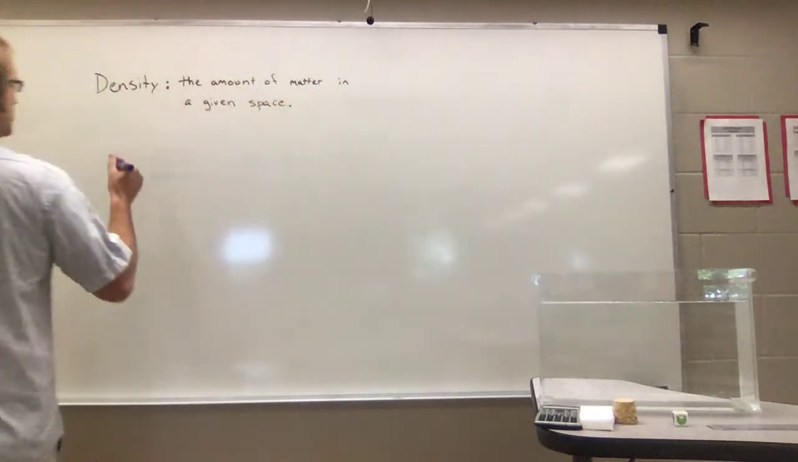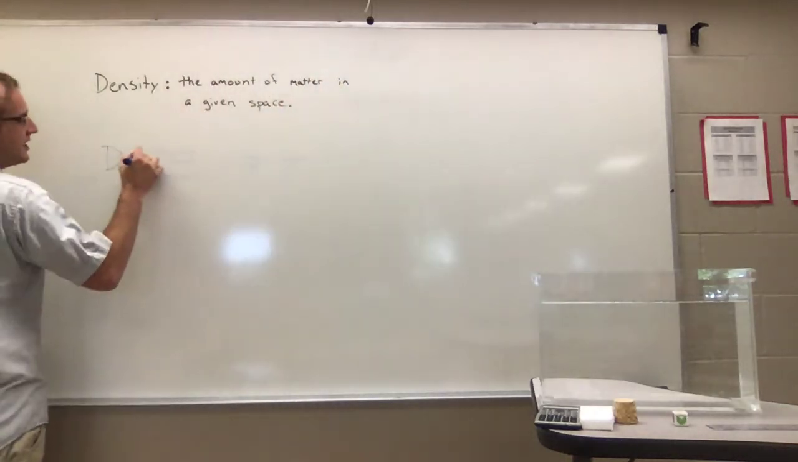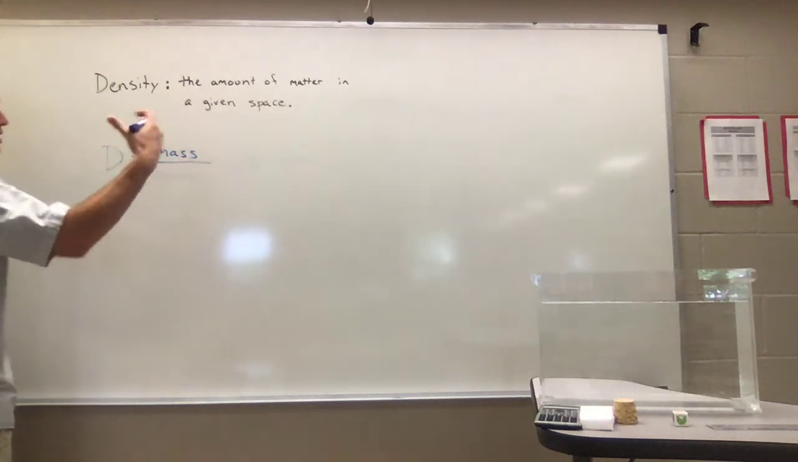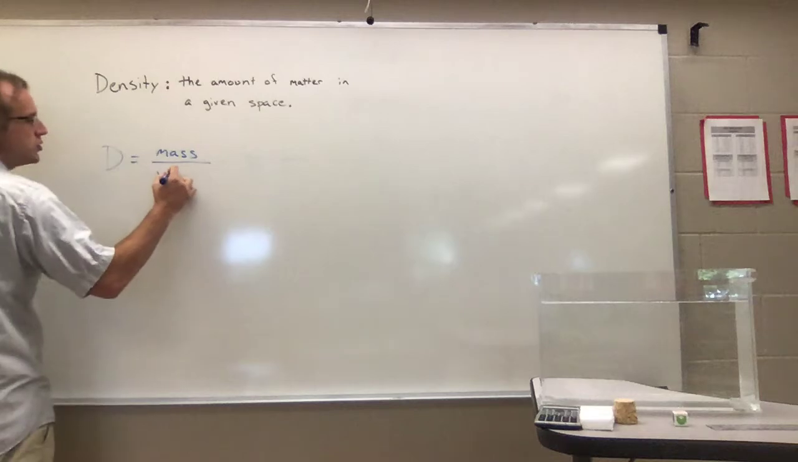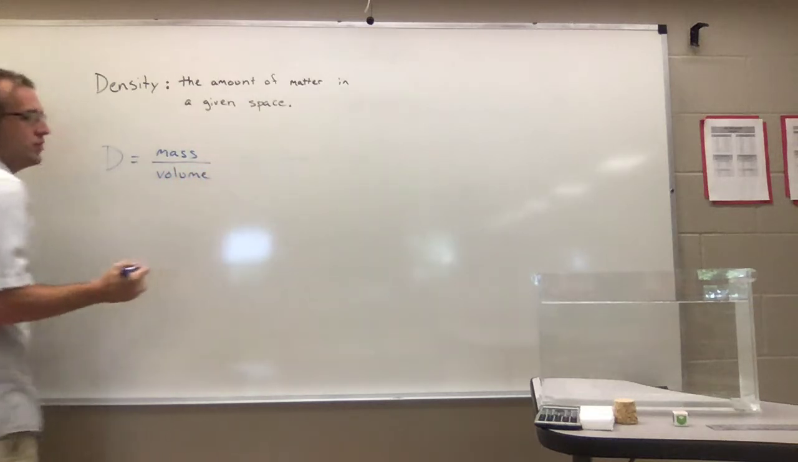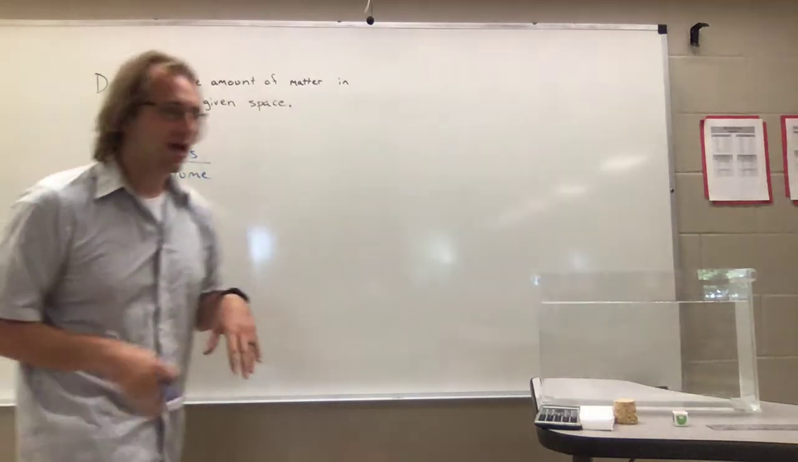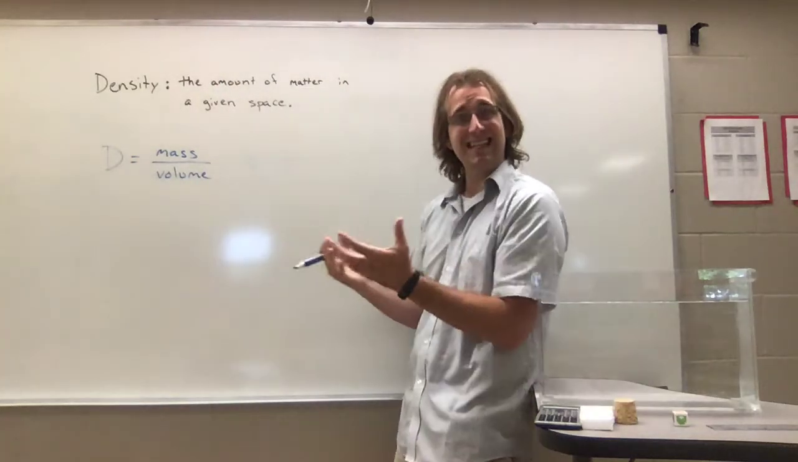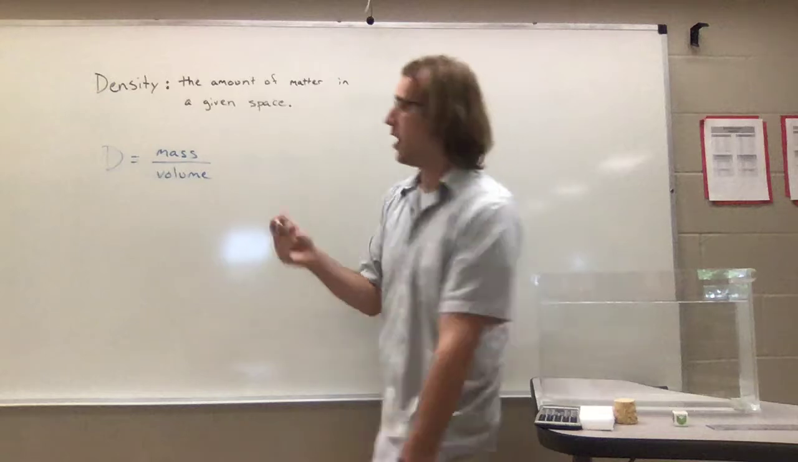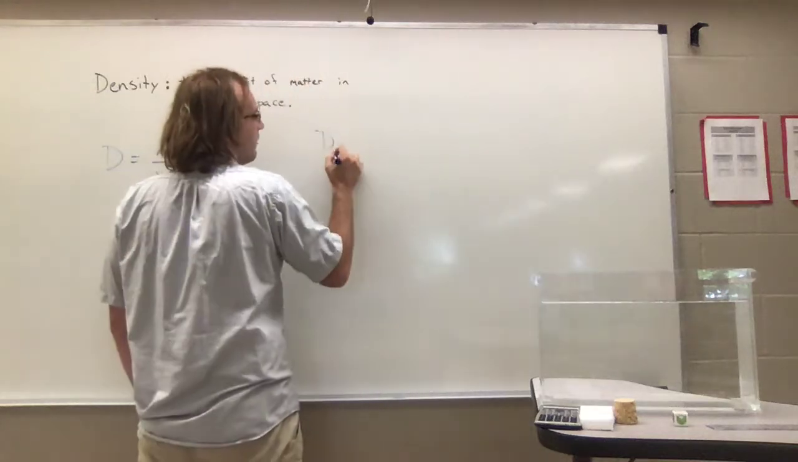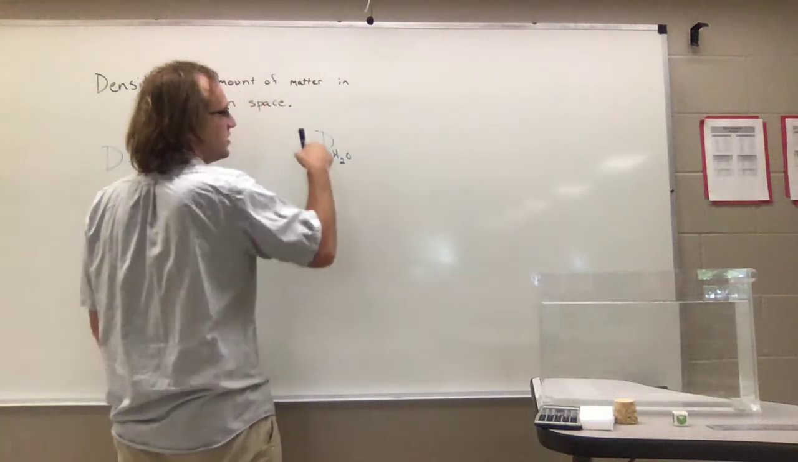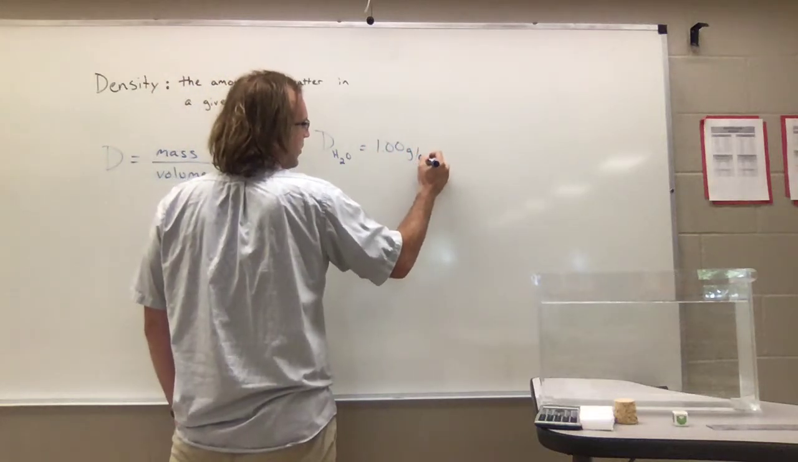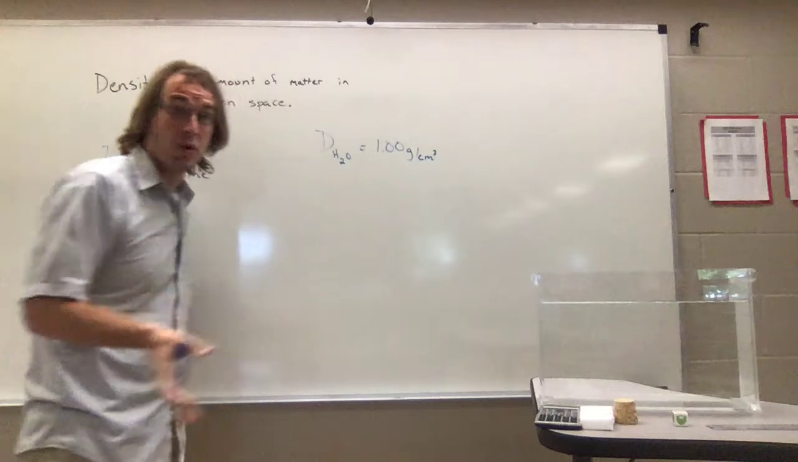Mathematically, we would need to know two different pieces. We say that density is equal to the mass of our substance, mass being the measure of matter, over the total volume, volume being the amount of space it takes up. It's pretty straightforward when we start to think about it, and oftentimes our density gets compared to water. Water has a kind of special value. We say the density of water, D H2O, is 1 gram per centimeter cubed or gram per milliliter.